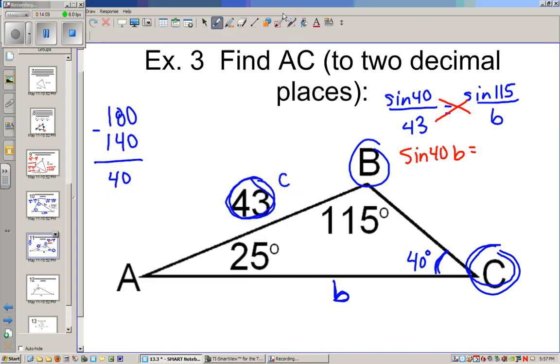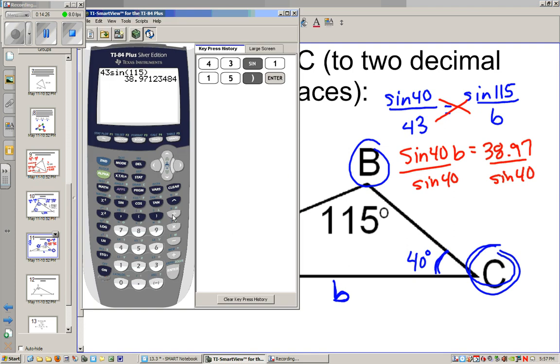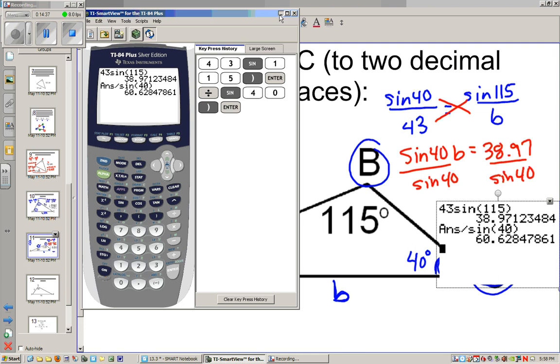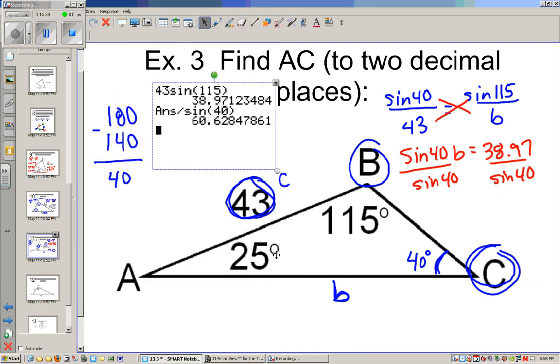Let me put my calculator away here. 38.97. So if we divide that by sine of 40, we should get our length for B. So 38.97 divided by the sine of 40 is 60.62. Let's find a good spot for that. So side length B is 60.63 units. One last example.